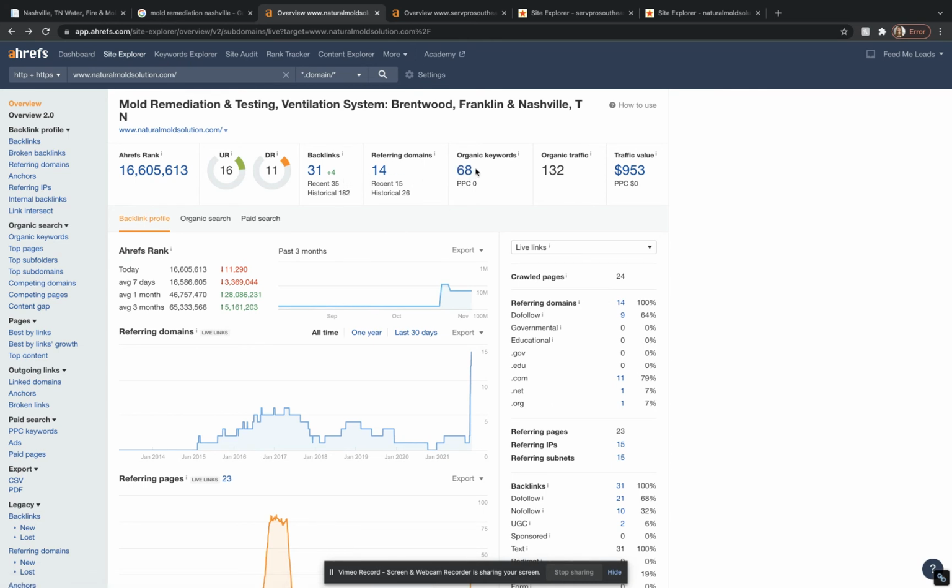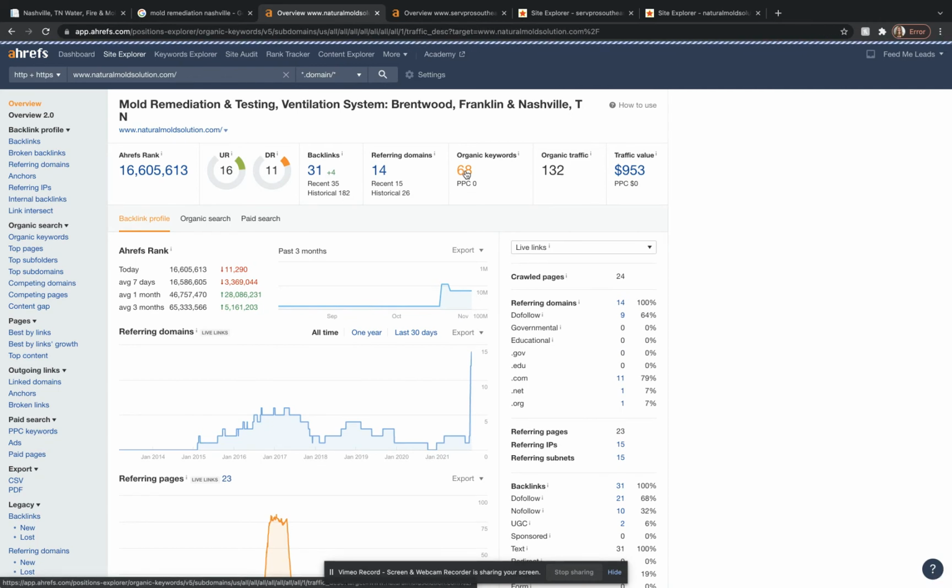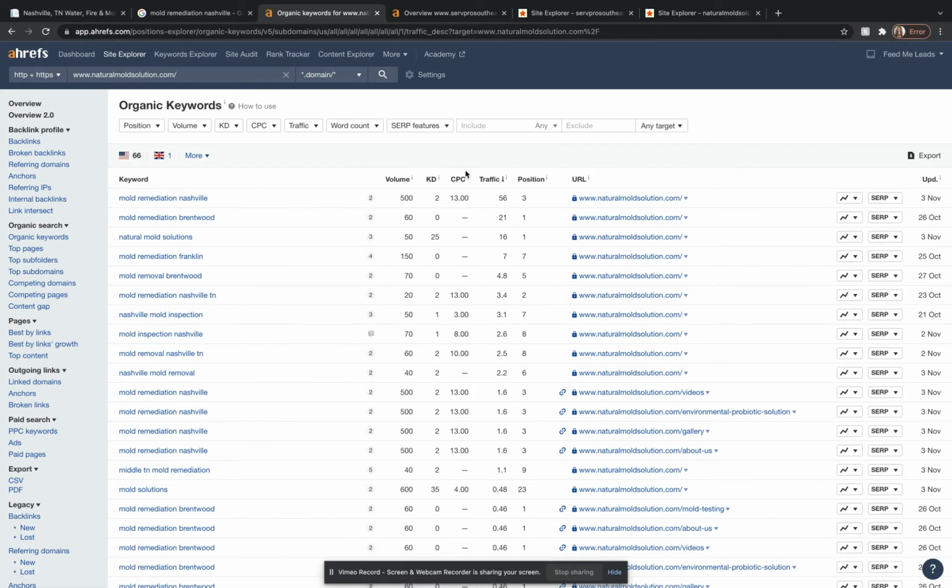Over here, they have 68 organic keywords. So we can click on those. And as you can see, they've ranked for a lot of good keywords. You can tell because they have a high volume, like mold remediation Nashville, 500. So they have some really good ones, and they're ranked pretty highly on that as well. So that's probably why they're at the top. They just use the right keywords.